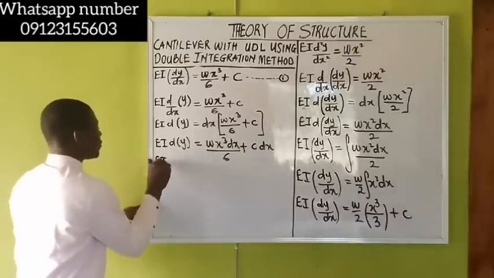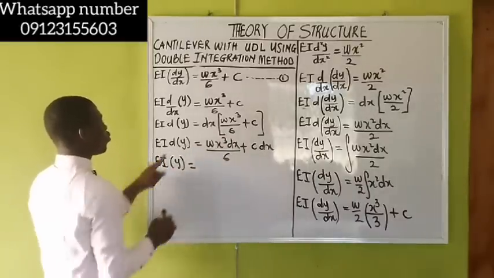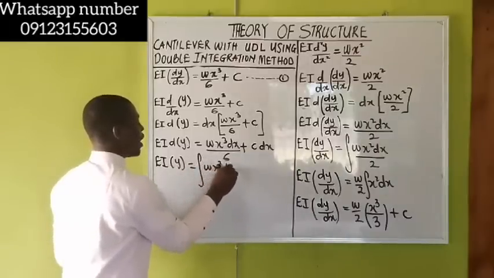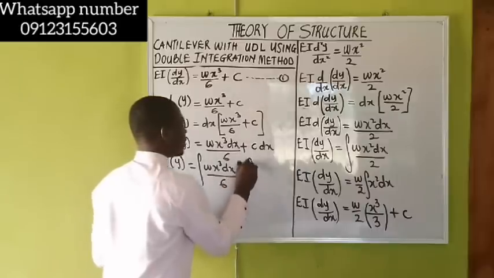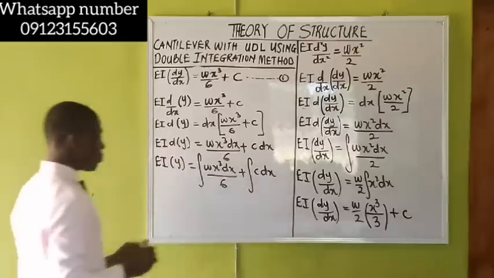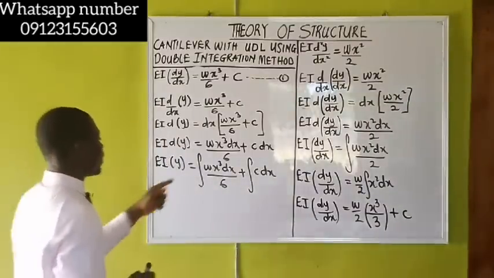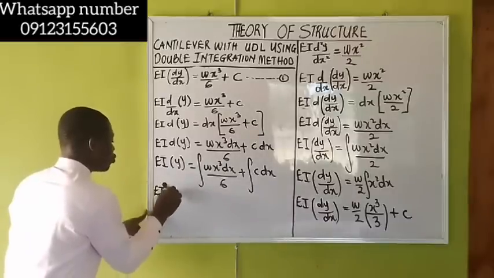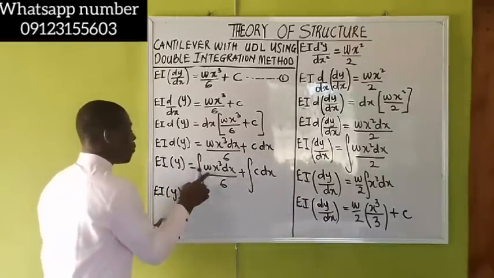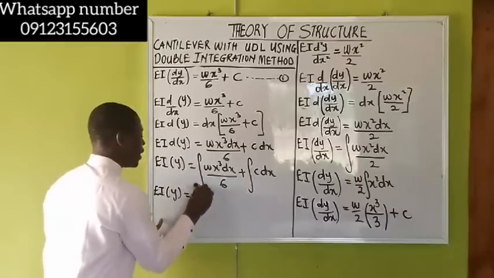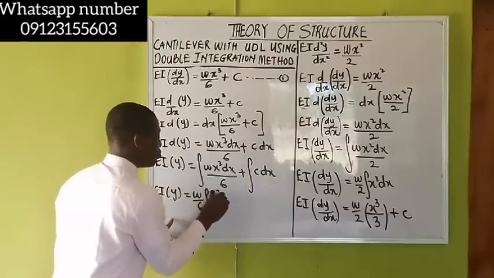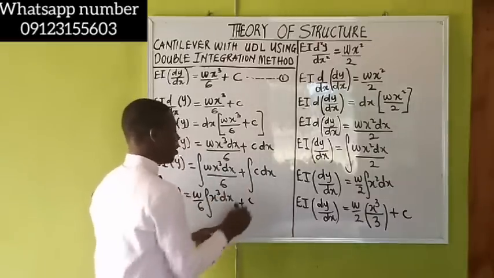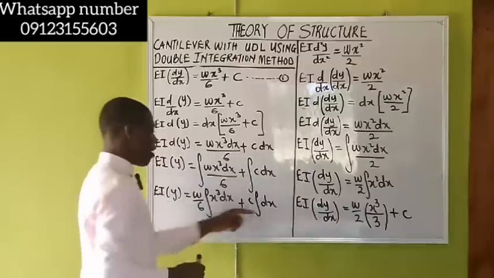That becomes EI into y is equal to, d comes and becomes integral wx cubed dx over 6 plus integral c dx. At this point, we said for integration, bring out the constant term. That's the first approach. That becomes EI into y is equal in value to w over 6 is my constant term. Then integral x cubed dx. I'm done with this. Plus c is my constant term here. Integral what? dx. I have that.